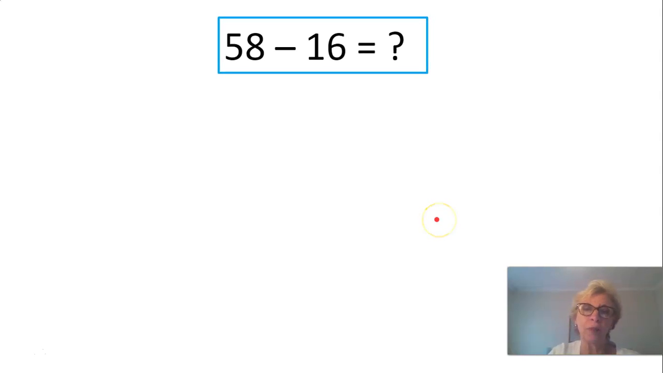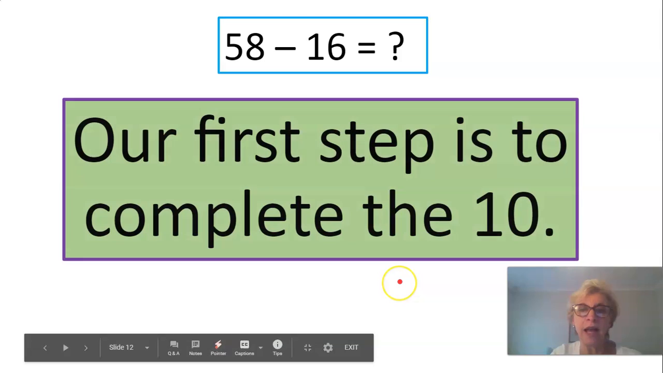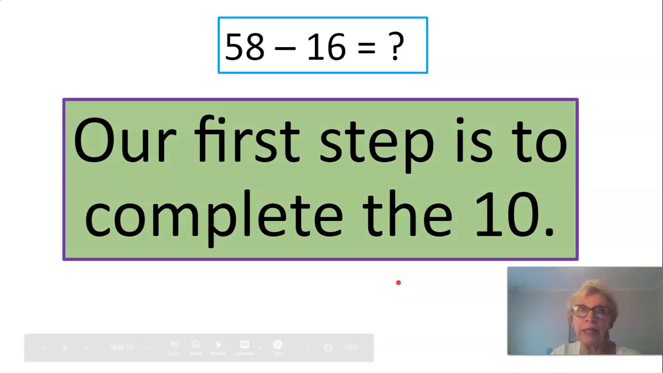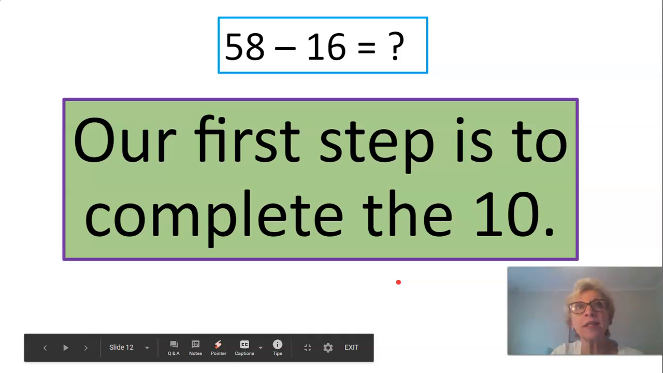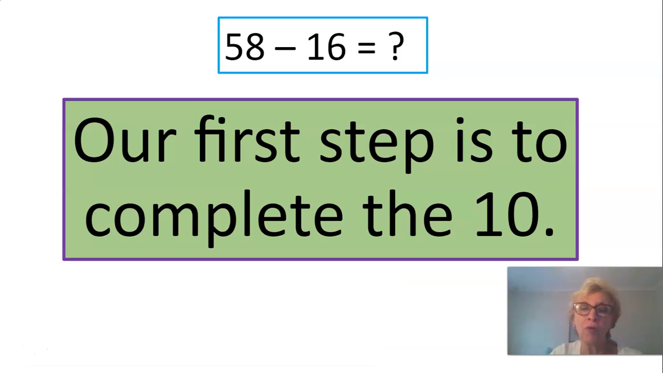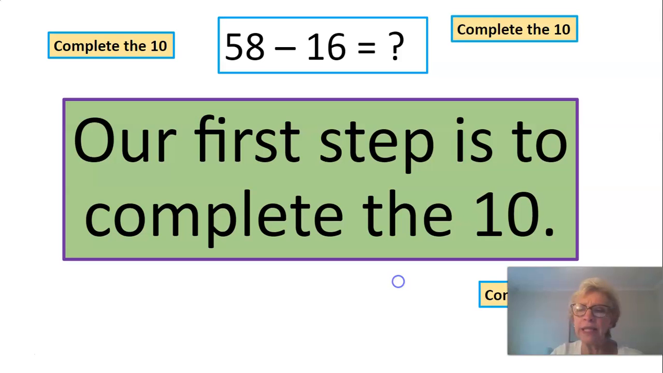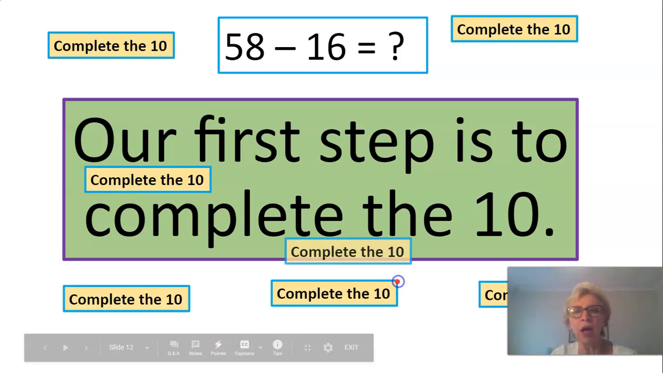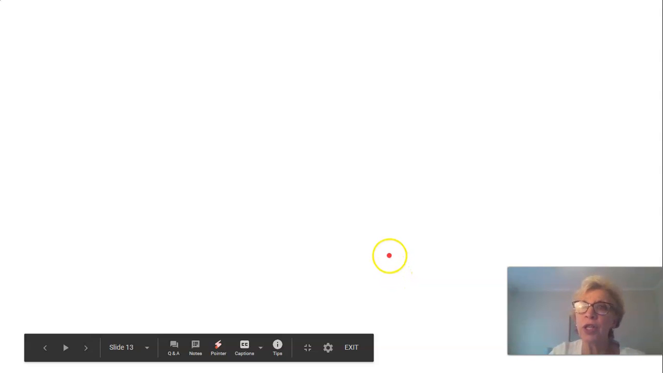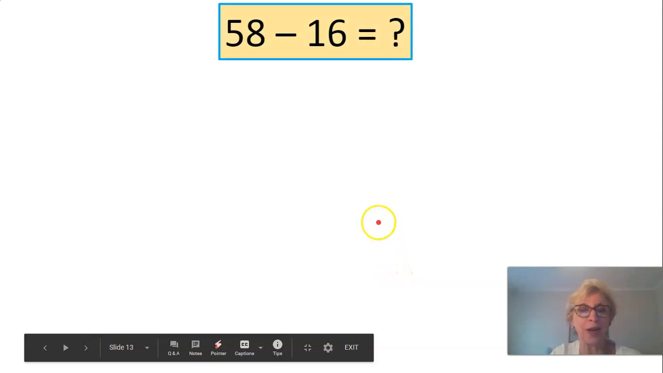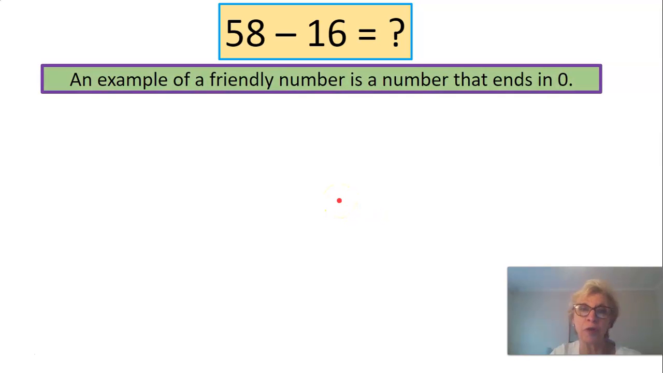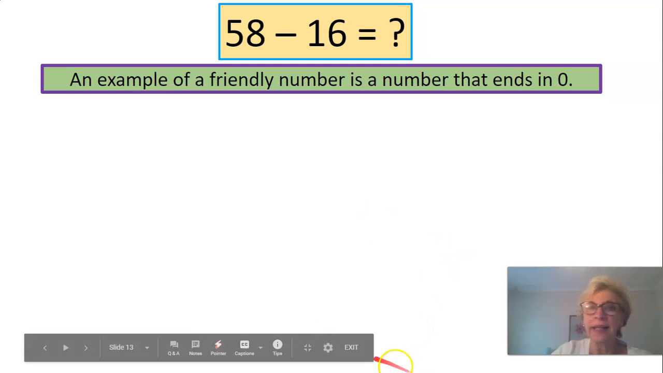So there's our example again, 58 minus 16. Our first step is to complete the 10. Now, grade threes, this is a really important skill to have and a tool to have, whether you are writing out your calculations or you are calculating in your head. So I'm going to throw the complete the 10 all over my slide because I want it to make an impact on you, and you must not forget that that is a very important thing to do first. So here we have 58 minus 16 again.